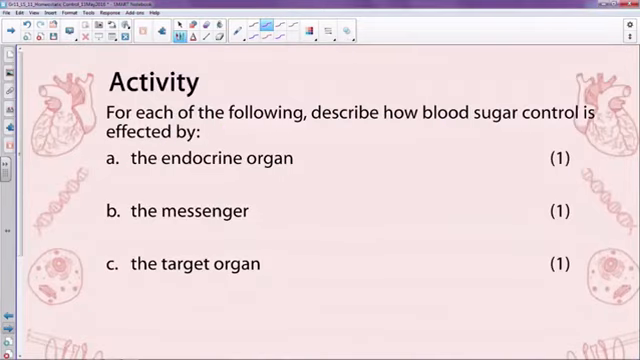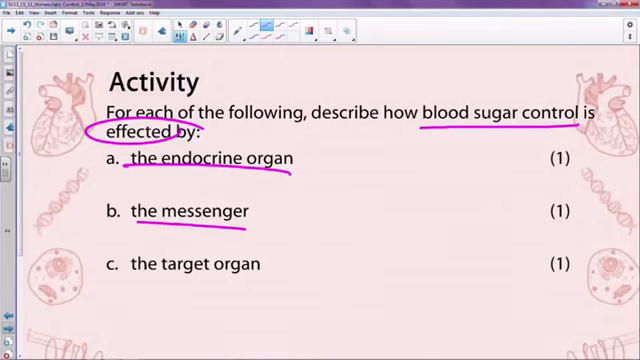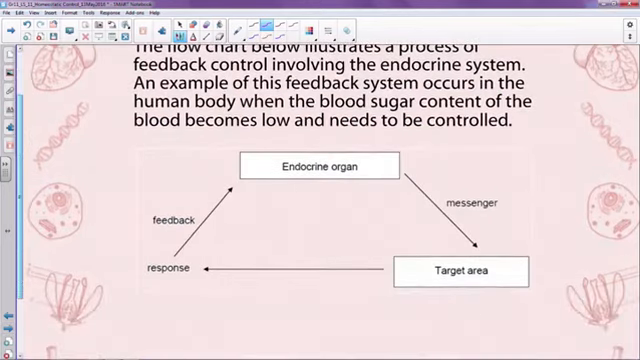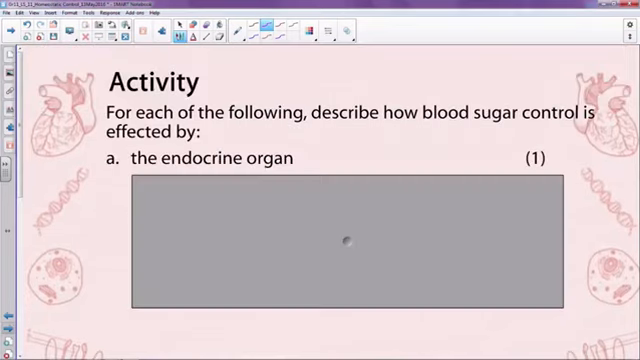For each of the following, describe how blood sugar is controlled. Blood sugar control is affected by A, the endocrine gland, B, the messenger, and C, the target organ. So let's look at this. We've looked at this diagram. We've looked at how the endocrine gland and the target gland respond to changes. Let's look at the options that we need to discuss.